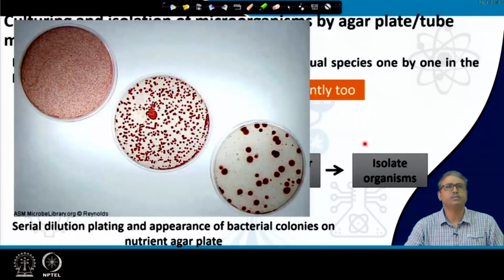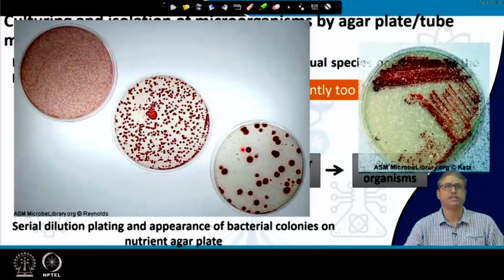Here is a picture showing how colonies appear from a serial dilution on a nutrient agar plate. As the dilution of the inoculum is increased, we can see that in a more diluted sample we have discrete colonies. The colonies are well separated, and a close view of a colony helps us understand the colony morphology. Those are standard microbiological and environmental microbiological practices.